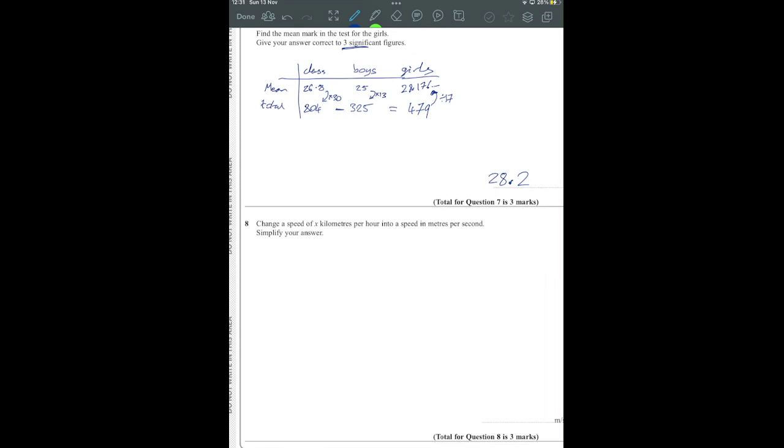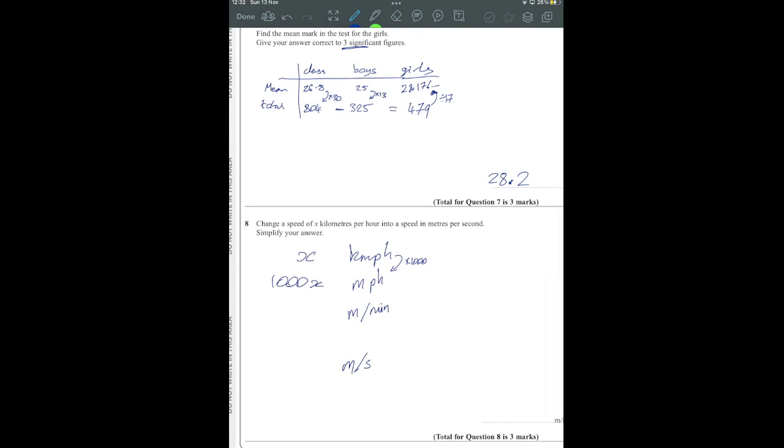Question 8. We want to change x kilometers per hour into meters per second. Now I'm going to do this in 2 steps, or actually 3 steps. So I'm going to first go to meters per hour, then I'll go to meters per minute, and then finally to meters per second. Well, a kilometre is quite big, so if I go from a kilometre per hour to meters per hour, I expect a lot of meters per hour. We should know the conversion rate is 1,000. I'm expecting lots and lots of meters, so I'm multiplying.